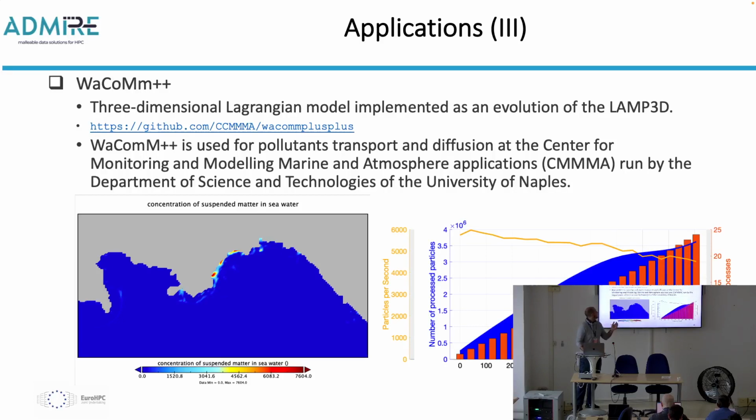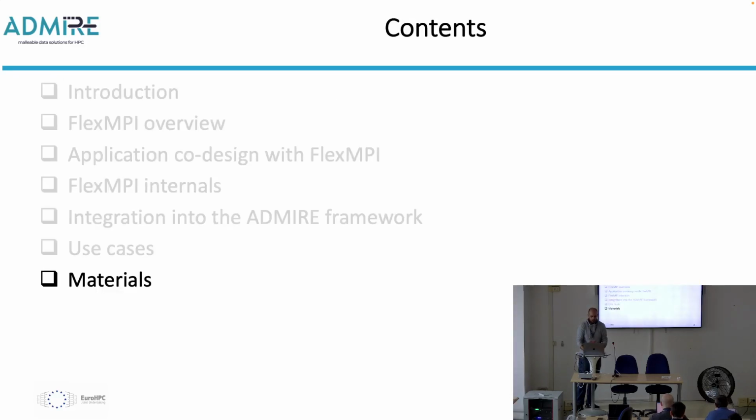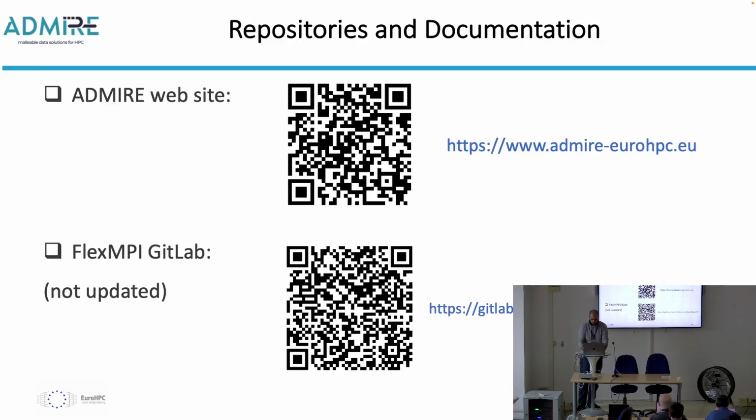And finally, we have Wacom, which is a three-dimensional Lagrangian model that is implemented as an evolution of the LAMP3D algorithm, but I don't want to explain it because Rafael, I'm sure, will describe it better than me. So, in order to finish this session, I want to show you some QR codes.